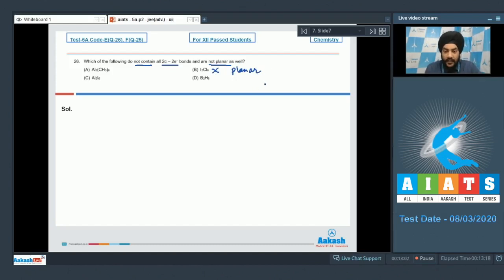We have to deal in terms of those species which are not planar. So if you look at option A now, we have Al2(CH3)6. Students, this compound contains 3 center 2 electron bonds. So if we talk about option A, it contains 3 center 2 electron bonds and the aluminium is sp3 hybridized. So this is non-planar. So this will be an answer to our question.